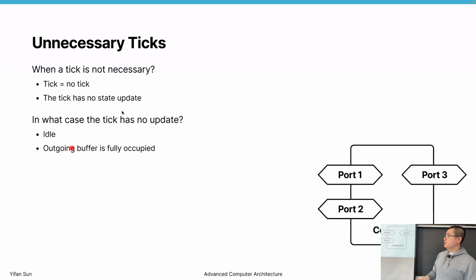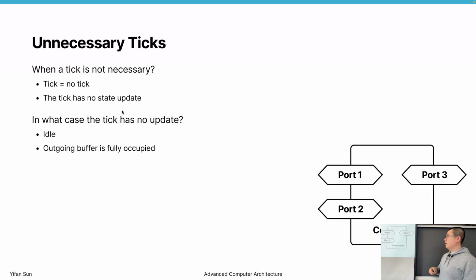Then on the other side, we say the outgoing buffer is fully occupied. So we know each port has an incoming buffer and an outgoing buffer, right? And if the outgoing buffer is full, then we cannot send anything out. We try to send something out, but the port must return an error. So we cannot send, we have to retry in the next cycle.